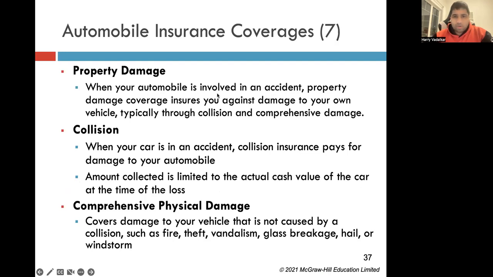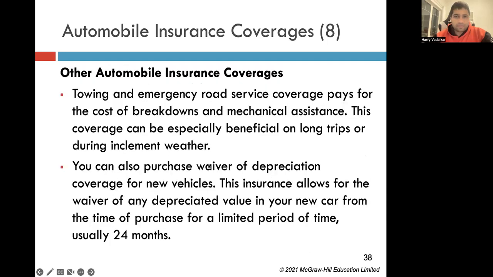Property damage. When your automobile is involved in an accident, property damage coverage insures you against damage to your own vehicle, typically through collision and comprehensive damage. Collision. When your car is in an accident, collision insurance pays for the damage to your automobile. Amount collected is limited to the actual cash value of the car at the time of the loss. Comprehensive physical damage covers damage to your vehicle that is not caused by a collision, such as fire, theft, vandalism, glass breakage, hail, or windstorm.